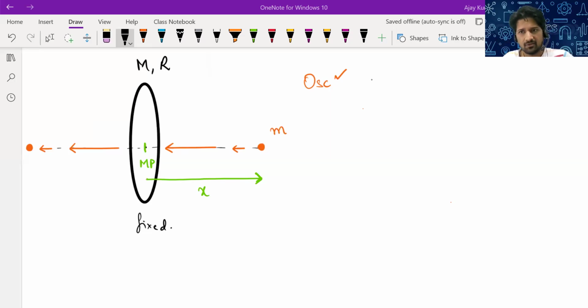No, sir. Why? No, because the ring is not a point mass. Correct. G m1 m2 by x square is valid for point masses. The ring is not a point mass. Then how to express force between a ring and a particle? Gravitational force between a ring and a particle.